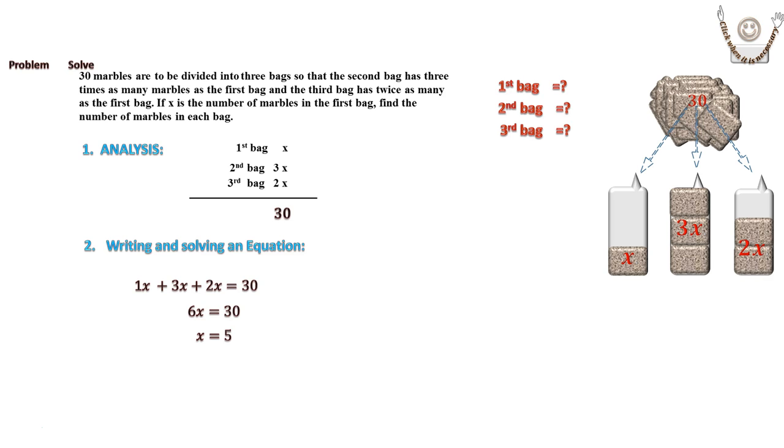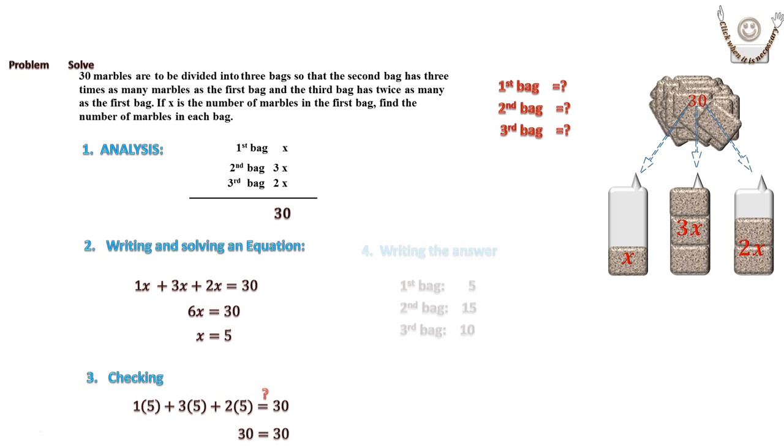and checking, we have to replace x in our original equation by 5. And we have to be sure that the left side equals the right side. Simple algebra allows us to say yes. So now we can write the answer. The first bag has 5 pieces because x is 5. The second bag has 15 pieces because 3 times 5 is 15. And the third bag has 10 pieces because 2 times x, 2 times 5 is 10.